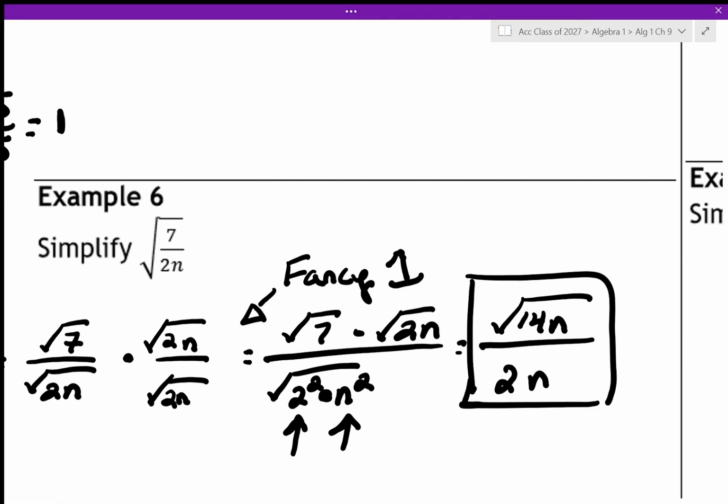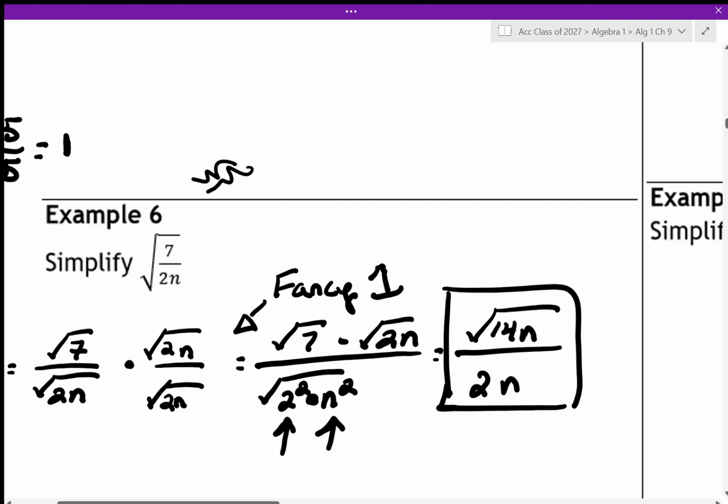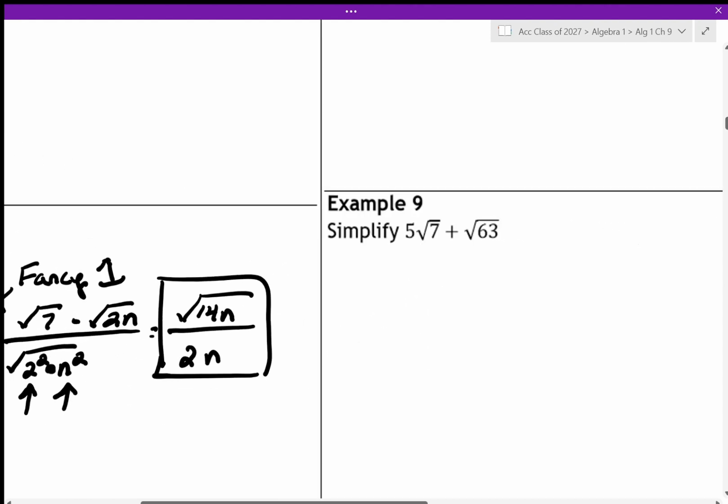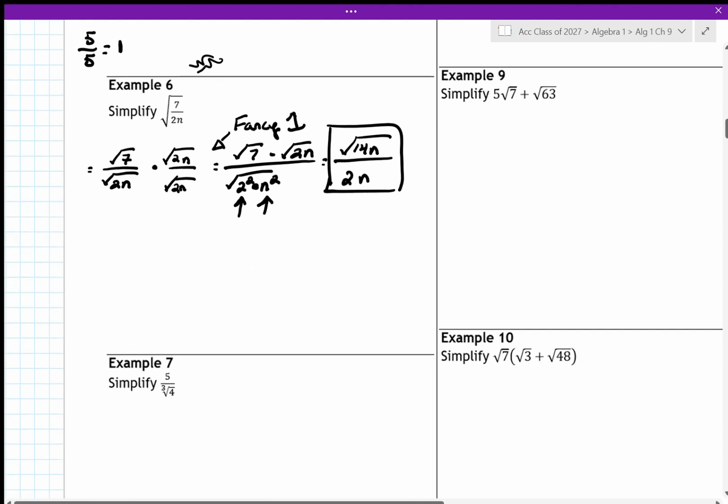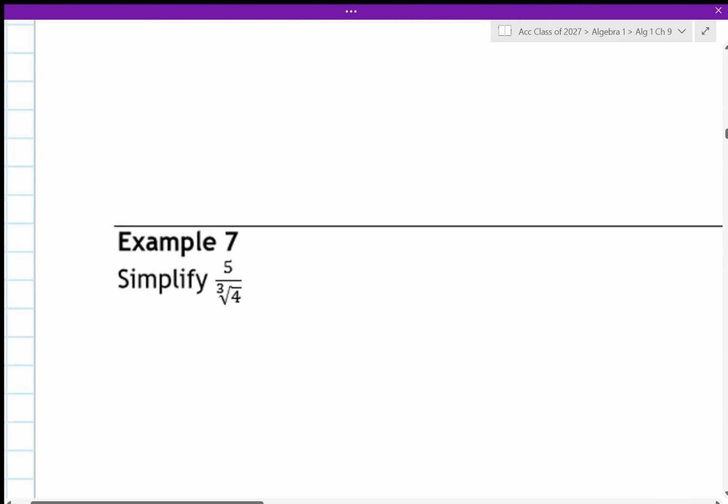Let me make my pen just a little bit thinner. Oh, well, that didn't work. All right, it's not going to work. Number 9. Oh, actually, hold on. Let's do number 7 also while we're here.